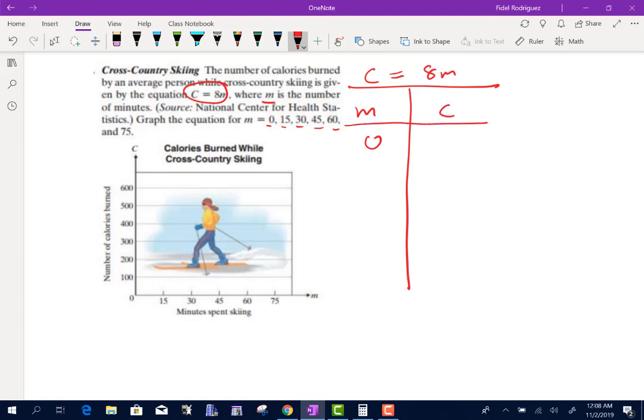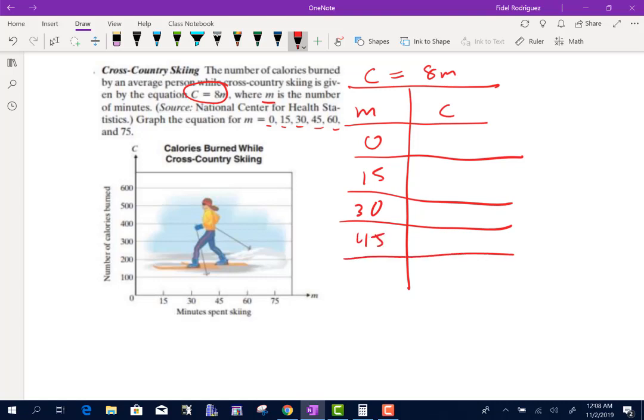The first time we're going to do this when m is 0. We're going to do this again at m is 15, again at m is 30, at 45, at 60, and I think one more, yep, at 75, okay? Notice what the equation is. It says we're going to take 8 times whatever m is, okay?